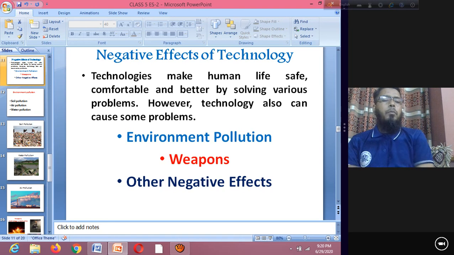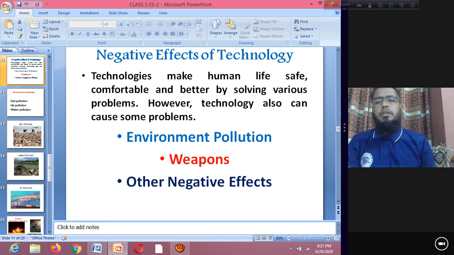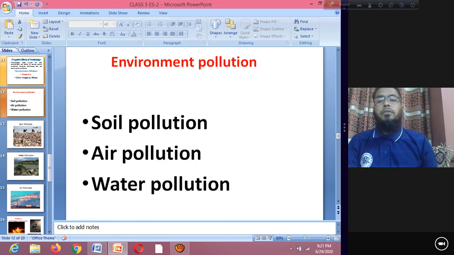Most important, there are three negative aspects of technology here. One is environment pollution, then weapons, and other negative effects. We will discuss these three negative aspects. First one is environment pollution, second one is weapons, and some other negative effects.